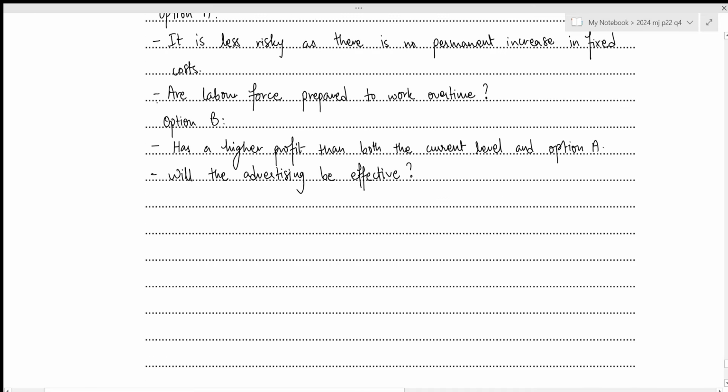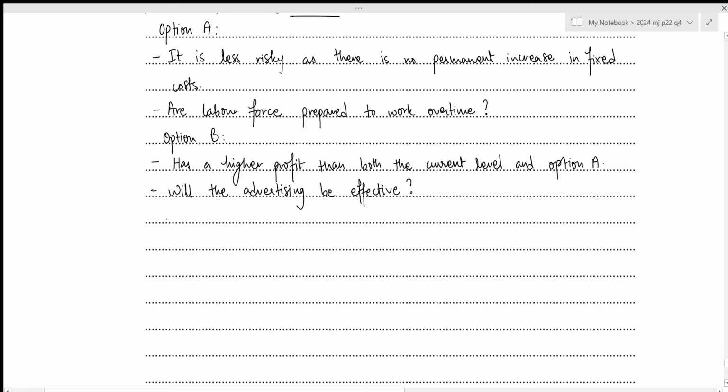Then we need to consider both the options. So the first thing we can write is that both options are more profitable than the present situation.